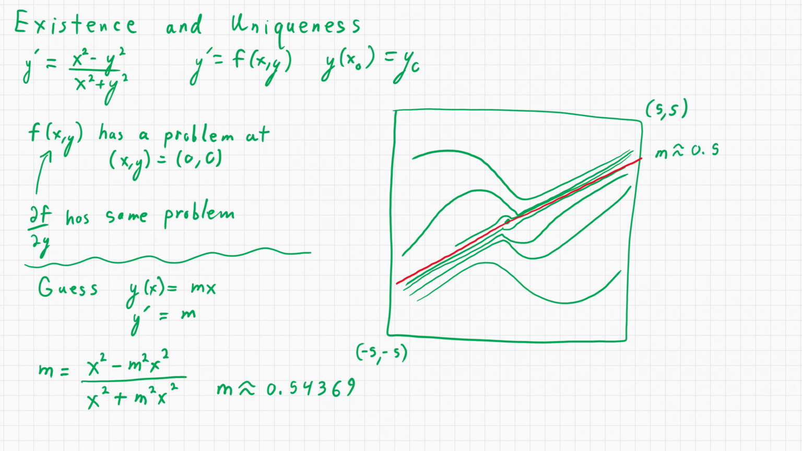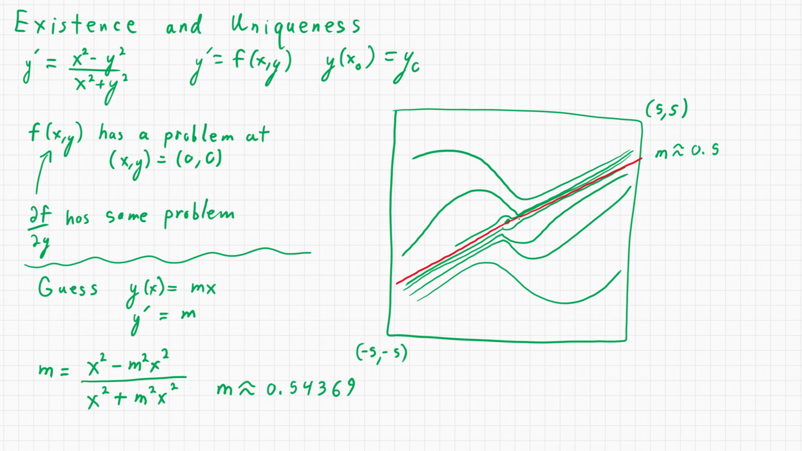So I said m is about a half, but a little bit bigger, just looking at the plots that a computer did. And it looks like, to solve this equation, the magical value of m is approximately 0.54369. This one came out a little more interesting. There was this potential problem at the origin, but it turned out every single initial condition, x naught, y naught, including the origin, ended up having a solution.